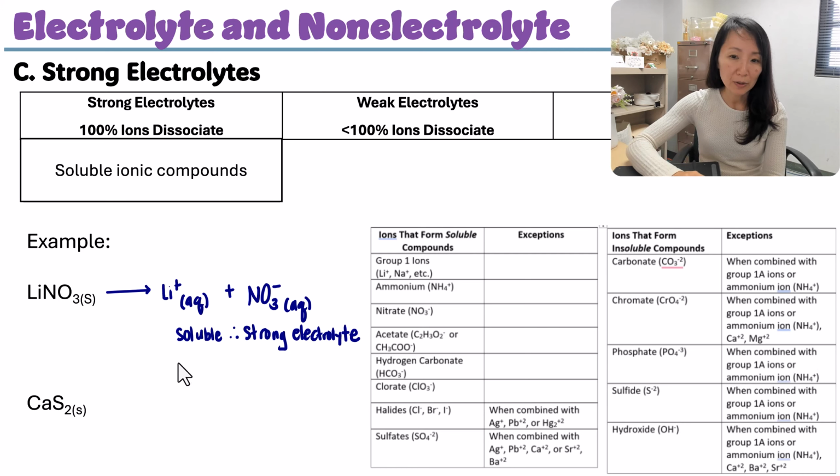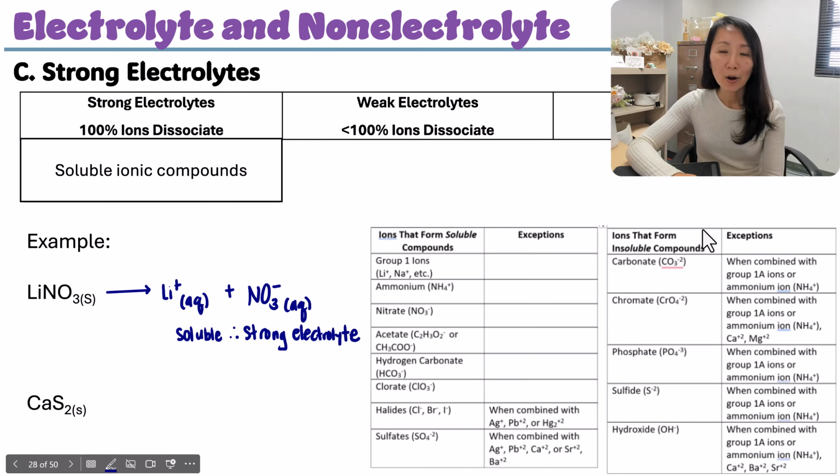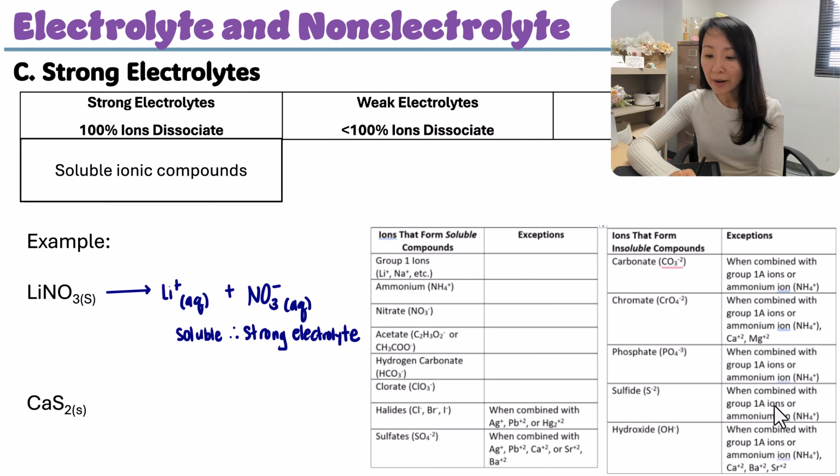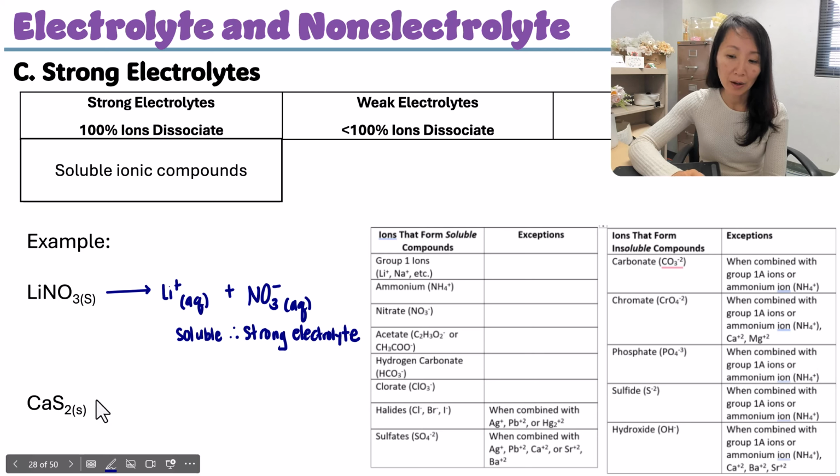What about calcium sulfide? Is there anything to do with calcium or sulfide over here? Do you see it? Hopefully you're able to see sulfide on the right-hand side. You can see that it is under insoluble compounds. And also, if you look at the exceptions, it doesn't fall under the exception. It is combined with group 1A ions or ammonium ion, and calcium does not fall under that. So therefore, sulfide with anything other than a group 1 ion or ammonium will be insoluble.